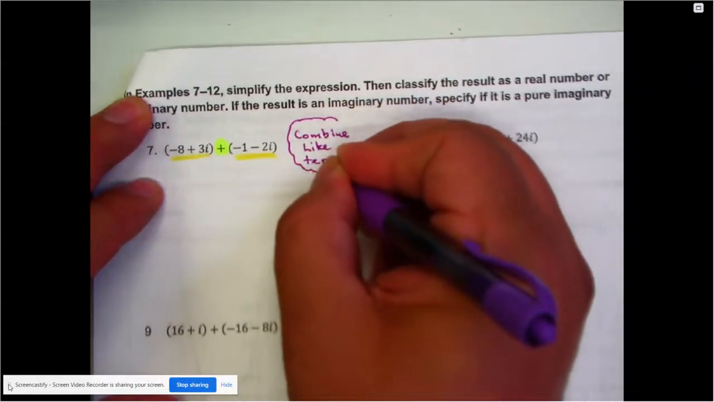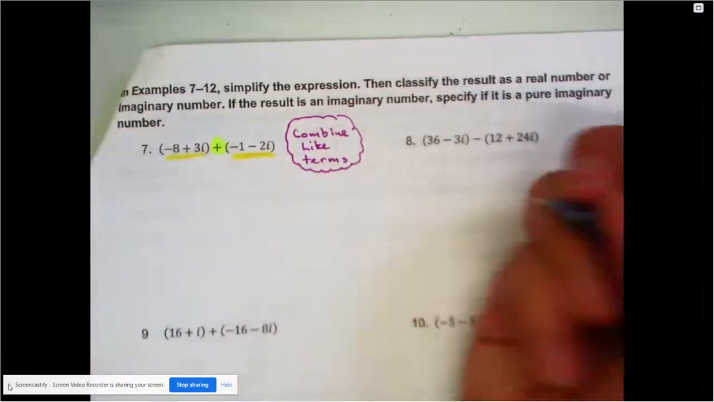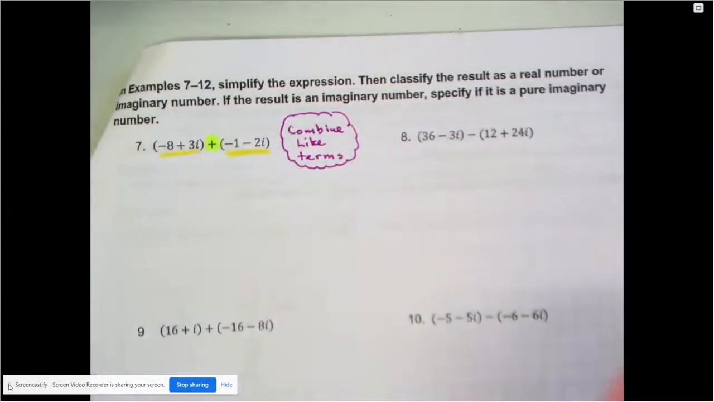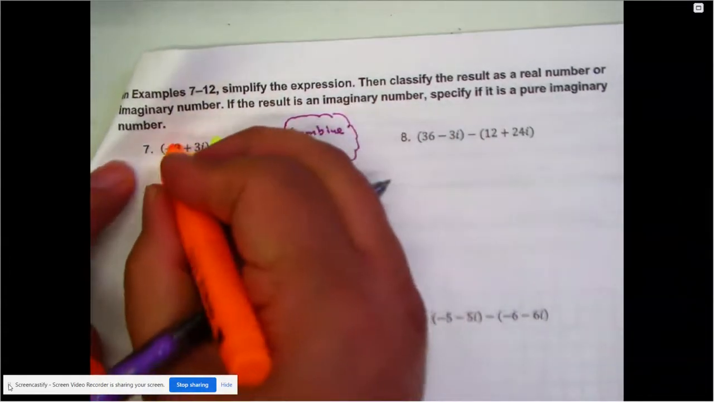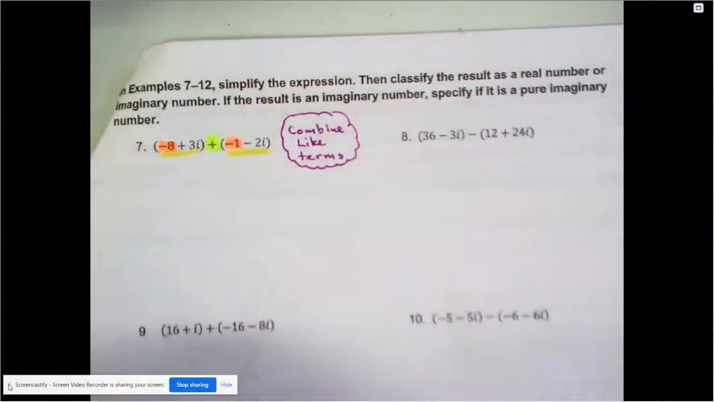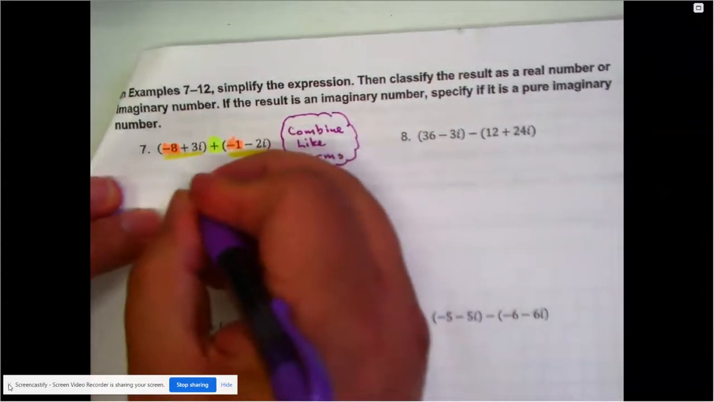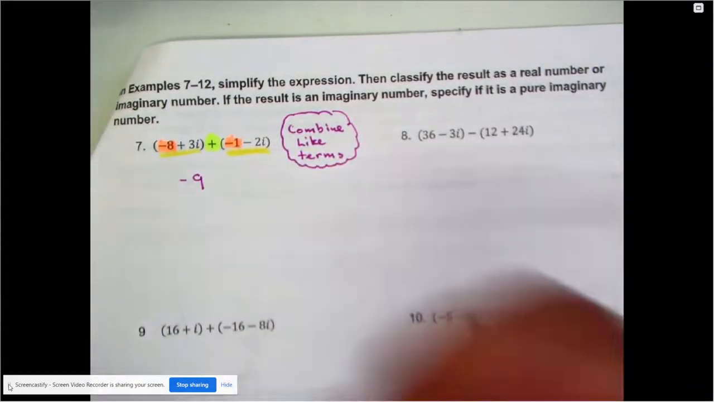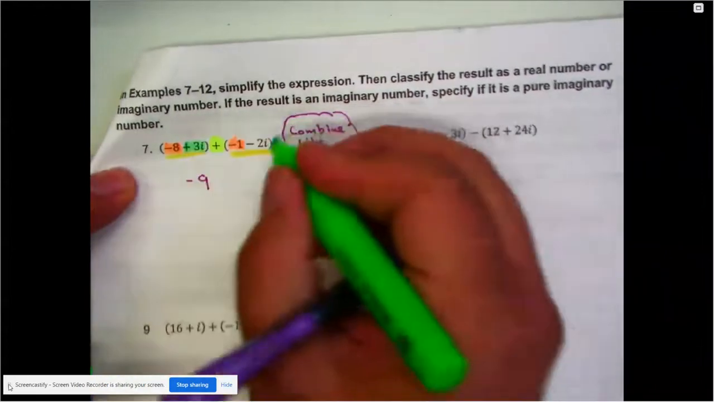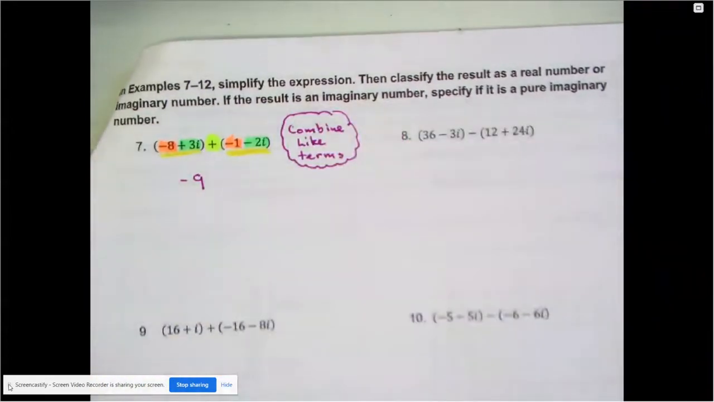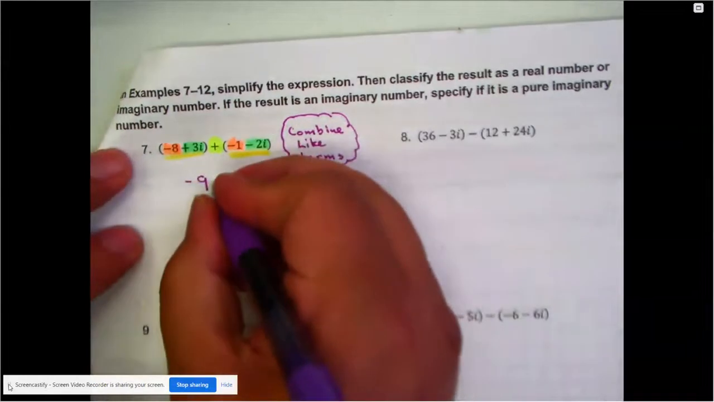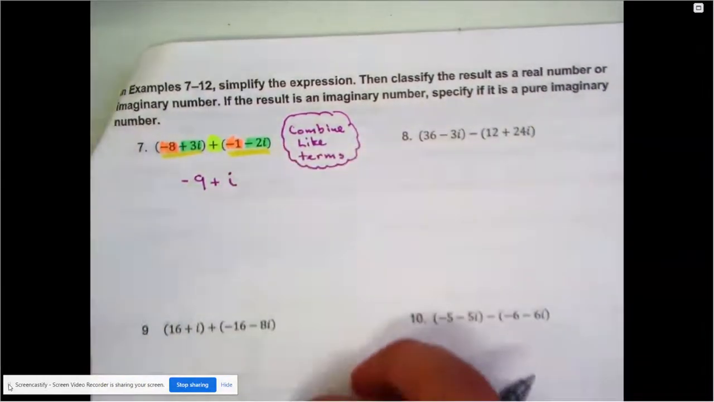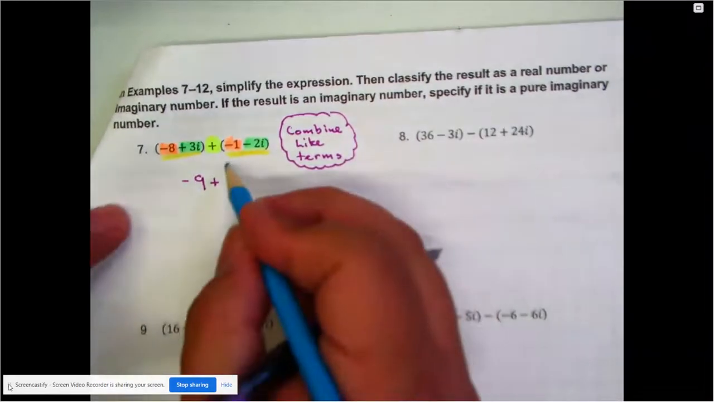I'm just adding. So, of course, I'm going to combine my negative 8 and my negative 1. They will be combined with each other. So that's just combining to a negative 9. And then, of course, I'm also going to combine my 3i with a negative 2i. Well, 3 minus 2 is just a 1. So this is just 1i. And just like that, we're done with this problem.